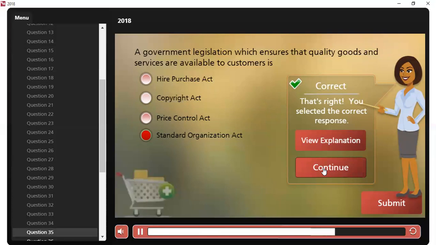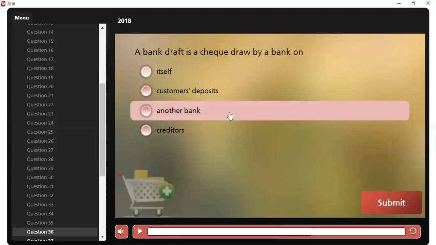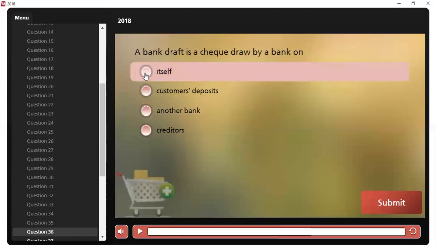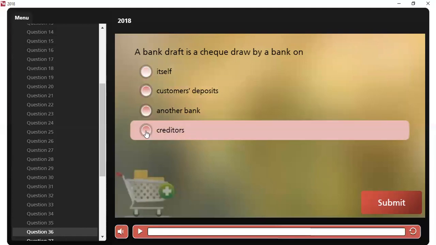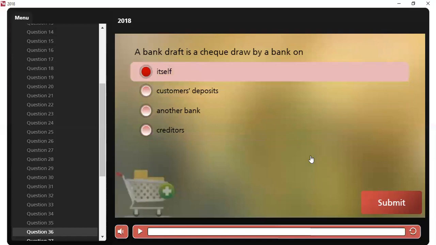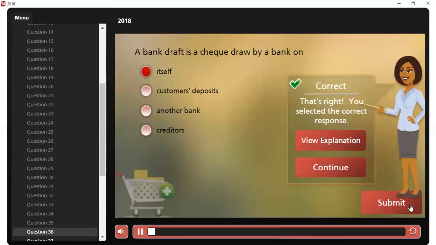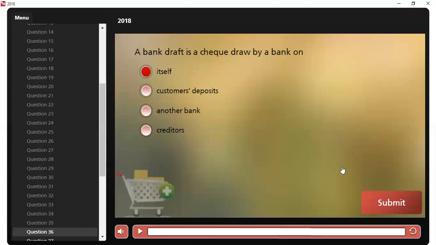Question 36. A bank draft is a check drawn by a bank on itself, customers' deposits, another bank, or creditors. The right answer is itself. A bank draft is a check drawn by a bank on itself.